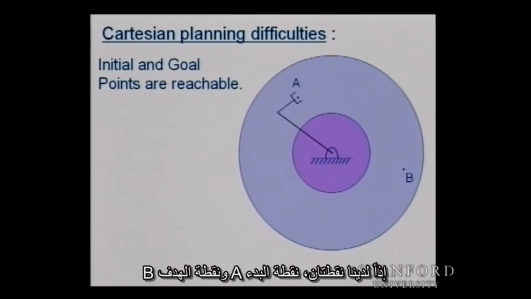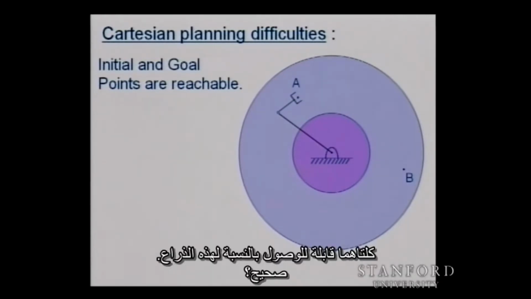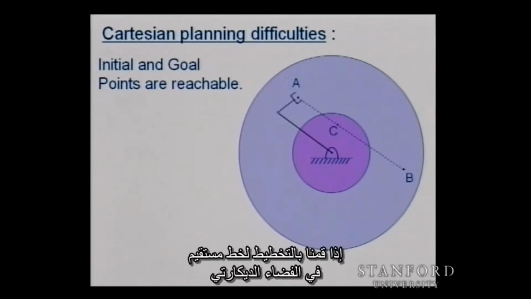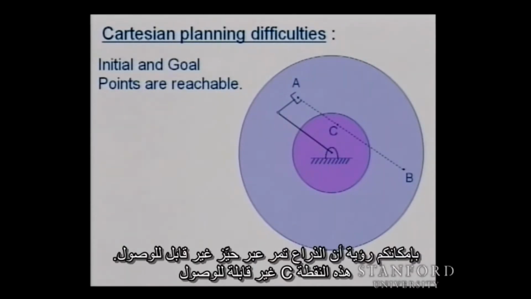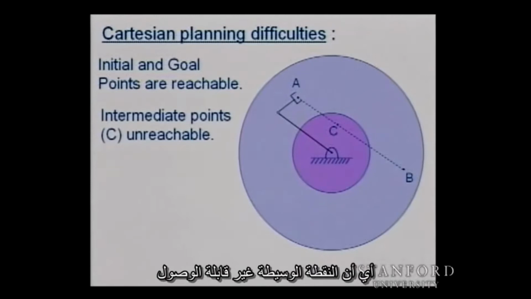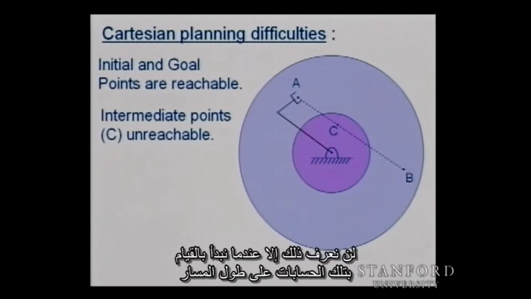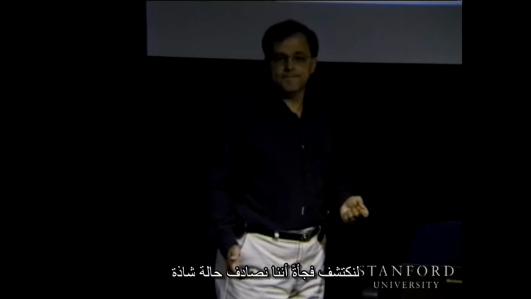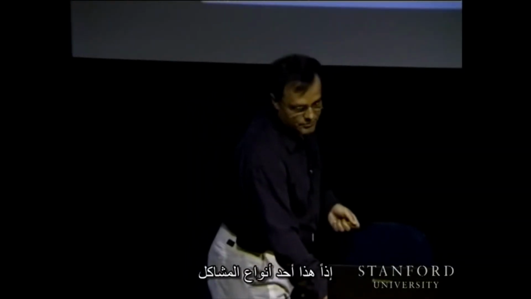So we have two points, initial A, goal point B. They're both reachable for this manipulator, right? They are in the reachable space. Now, if we plan a straight line in Cartesian space, you see that it goes through a space where you cannot reach. This point C is not reachable, so the intermediate point is not reachable. We wouldn't know that until we actually start doing these computations along the path and suddenly find out that we are running into a singularity. Okay? So that's one type of problem.